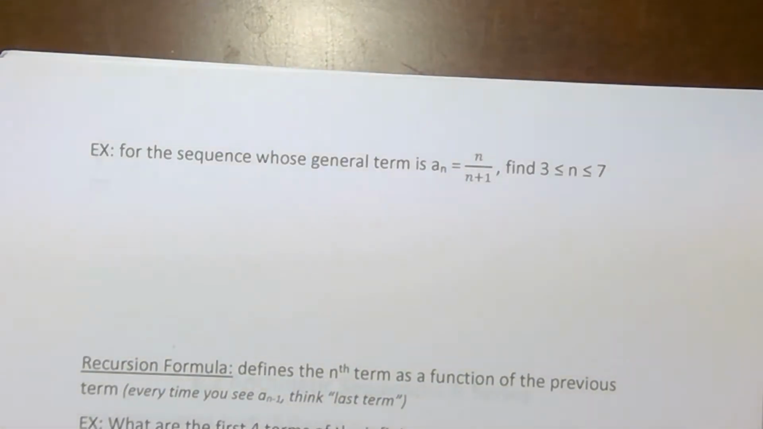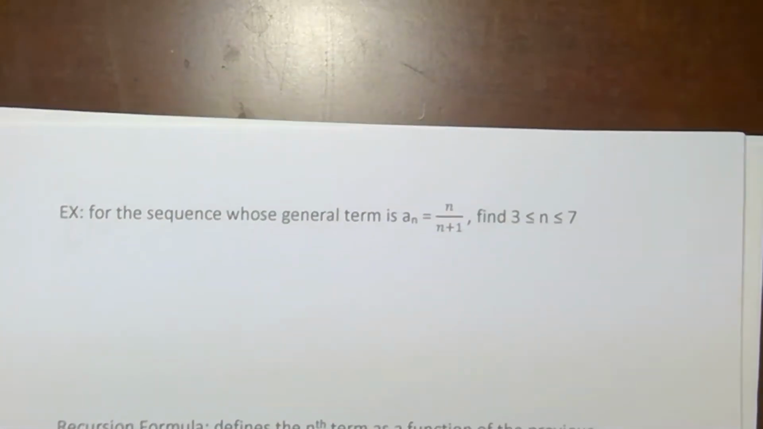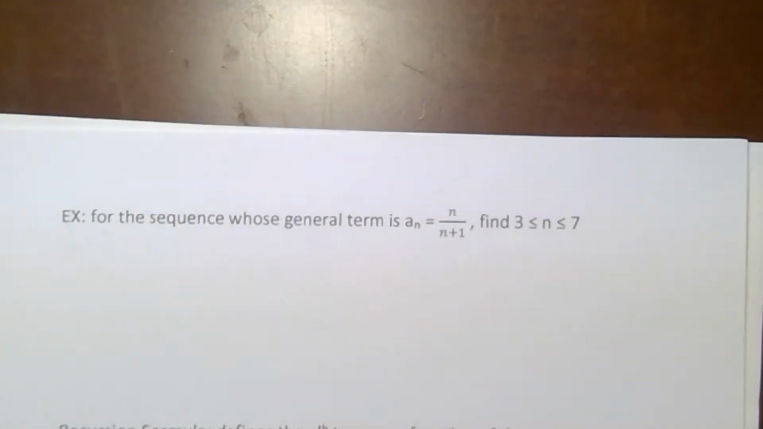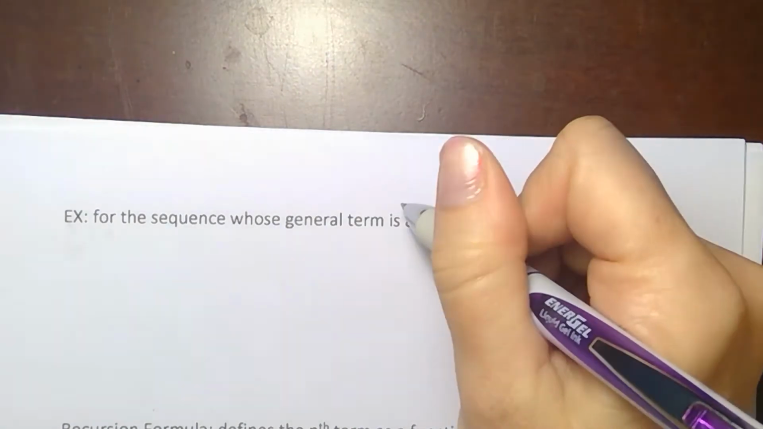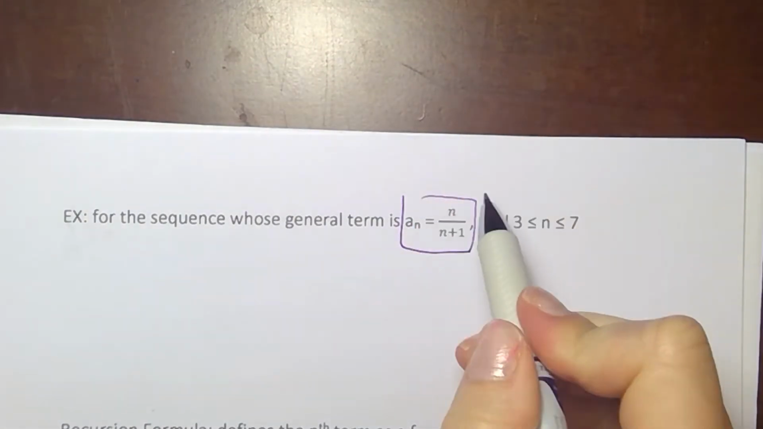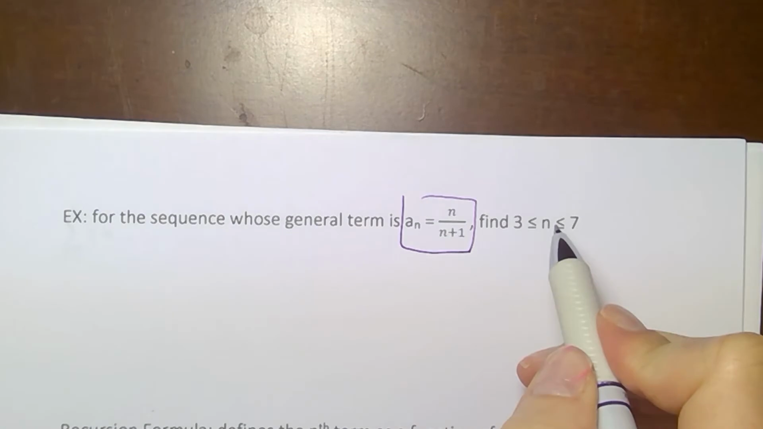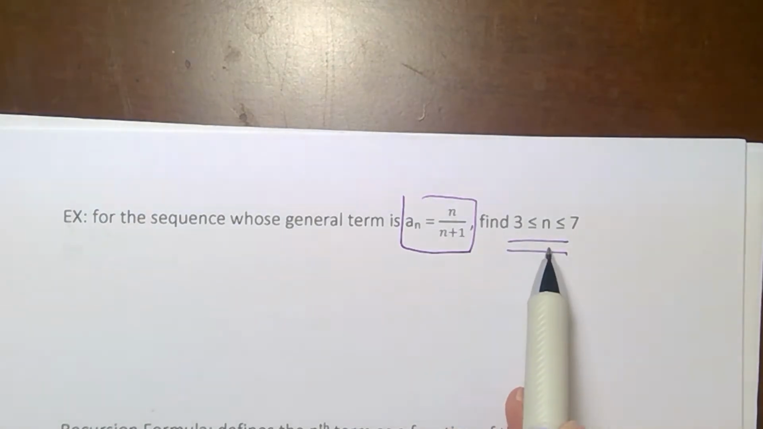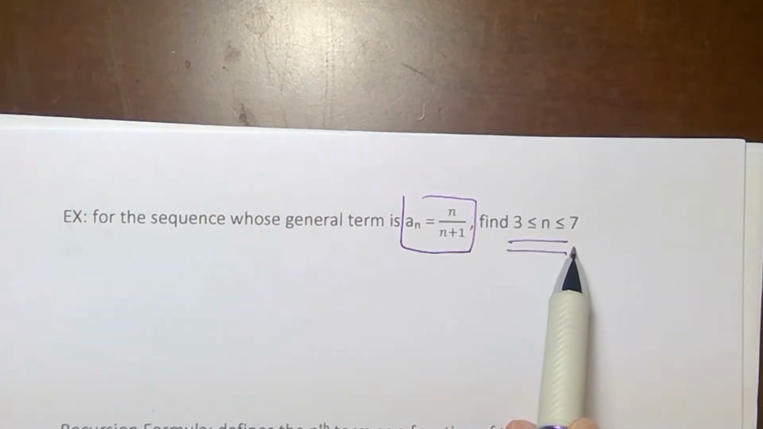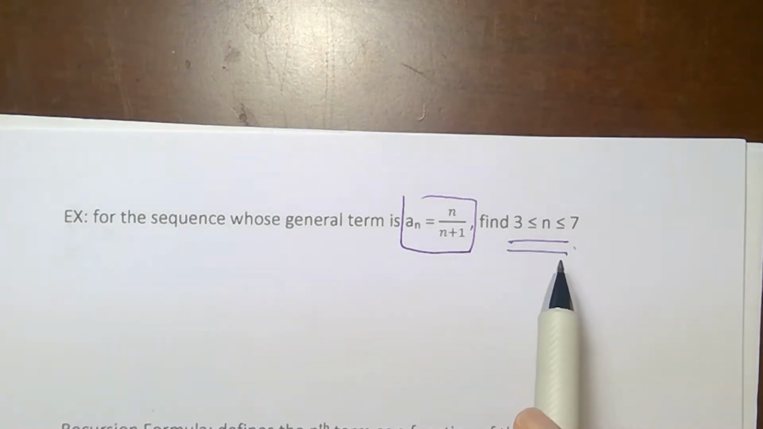Okay, so we have an example here, and we want to come up with the sequence. We have a sequence where we're given the general term. Our general term a sub n is n over n plus 1. And we're asked to find values for n is 3 to 7. Remember, n is the number of the term that we're interested in.